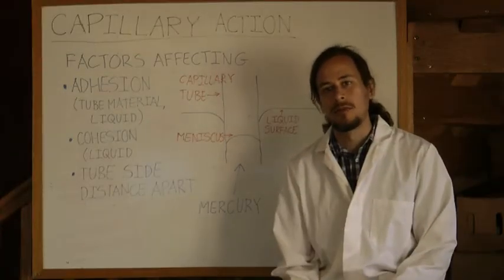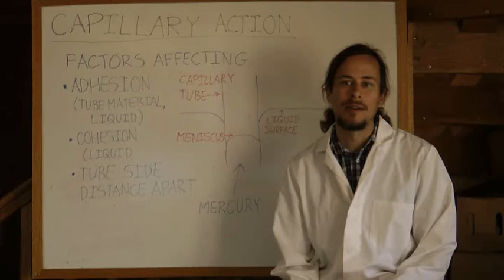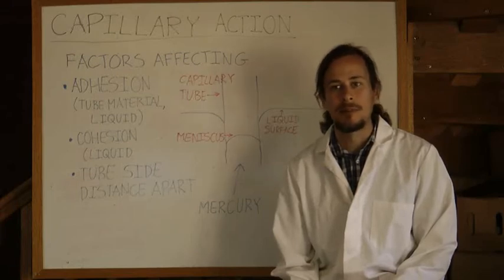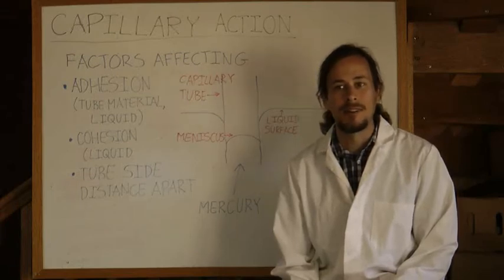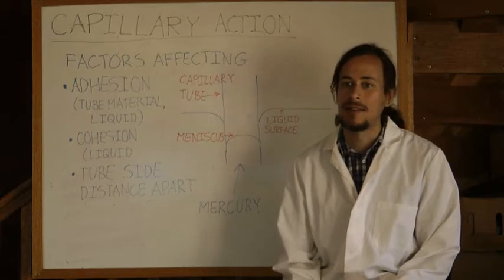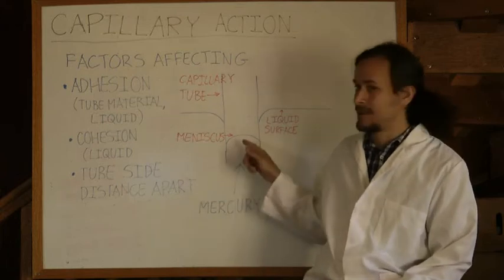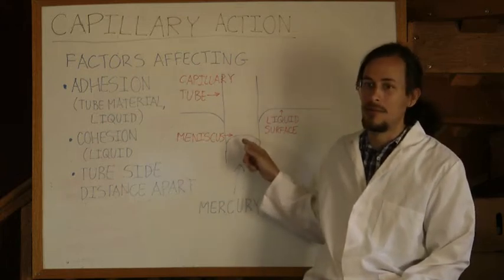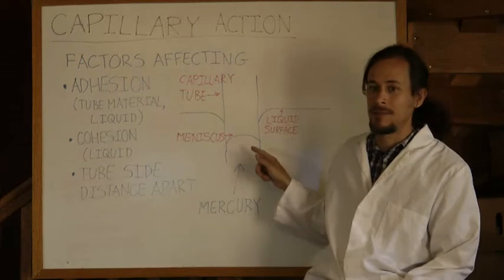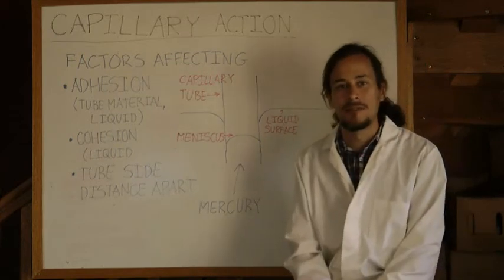Liquids other than water will be drawn to different heights depending on the adhesive and cohesive properties of that liquid at the specified temperature and how close together the sides of the capillary tube are. Mercury descends in a capillary tube, forming a convex meniscus because of greater cohesive forces.